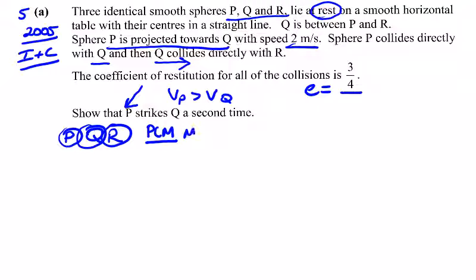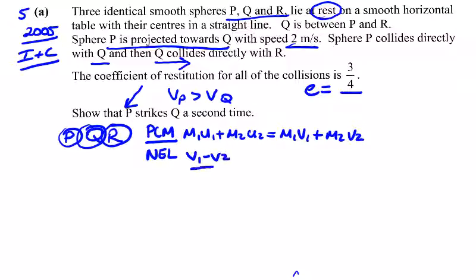So the principle of conservation of momentum: m1u1 plus m2u2 is equal to m1v1 plus m2v2. And we have Newton's experimental law, which we write as the change in their final velocities, so (v1 minus v2) over (u1 minus u2) is equal to minus e. These are the two formulas we always use in this question.